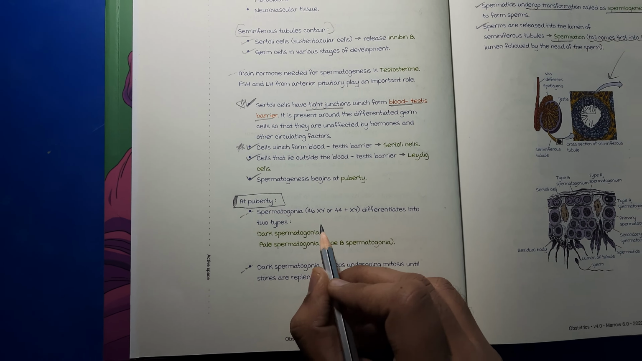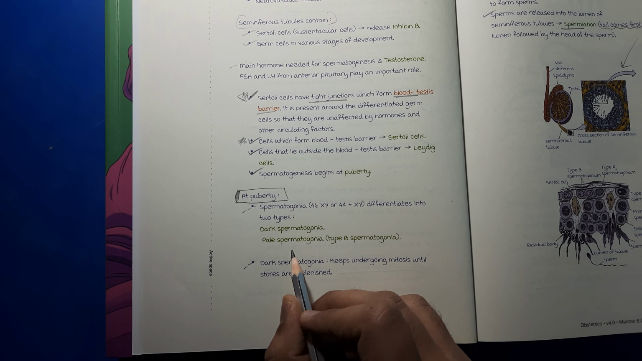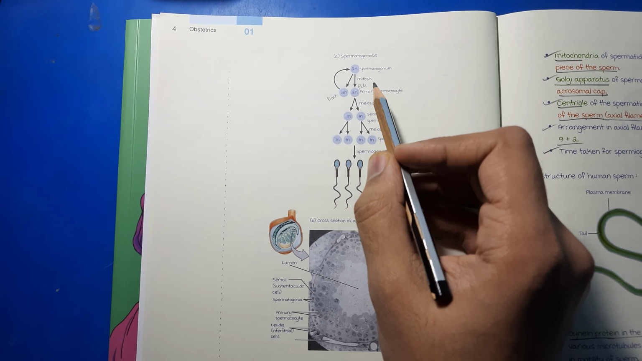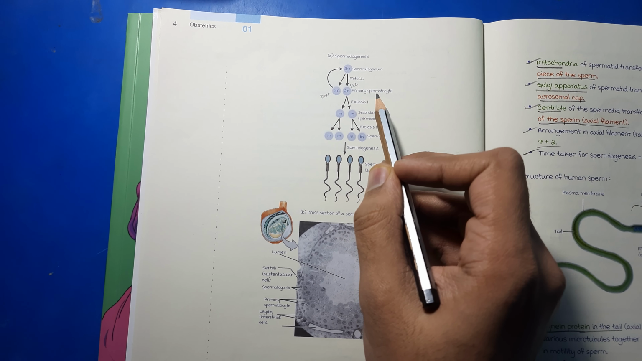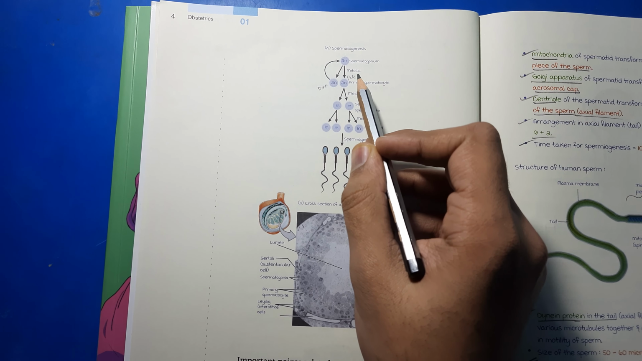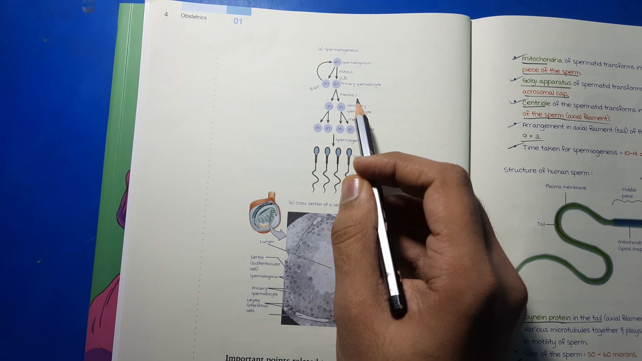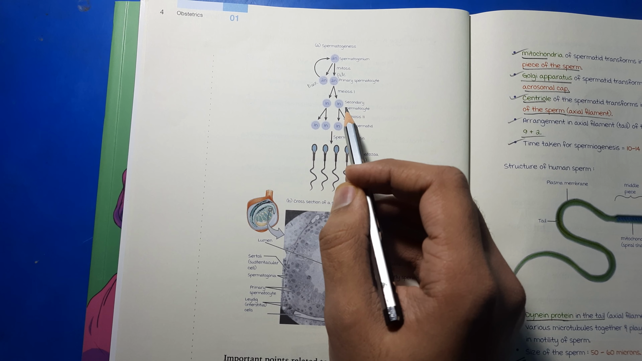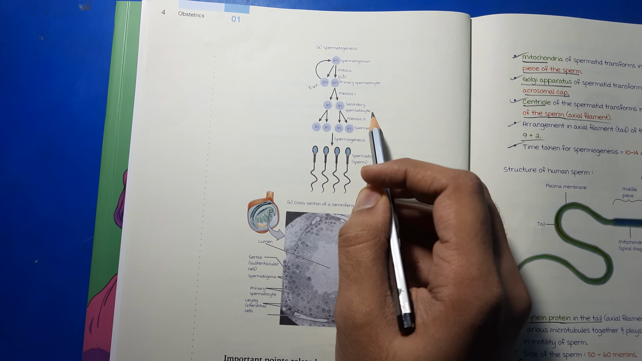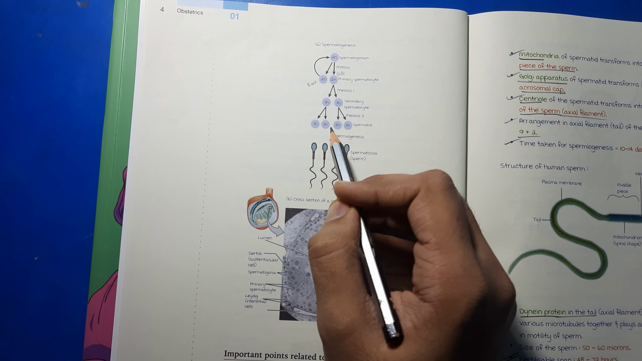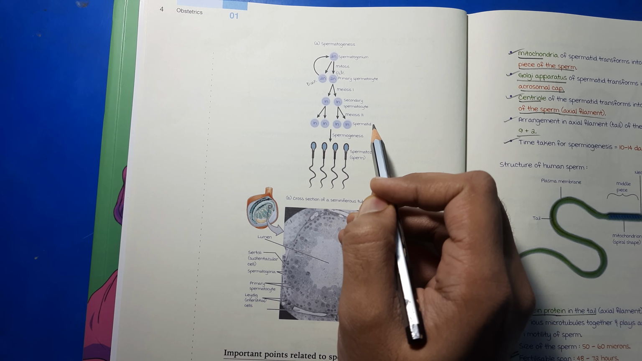What happens at puberty? Spermatogonia differentiate into two types, dark and pale. Then what happens to the pale spermatogonium? It will divide into a primary spermatocyte. It is just a mitosis. Then primary spermatocytes will go into meiosis 1, the reduction division, into secondary spermatocytes. Then they go into meiosis 2 and lead to formation of spermatids.